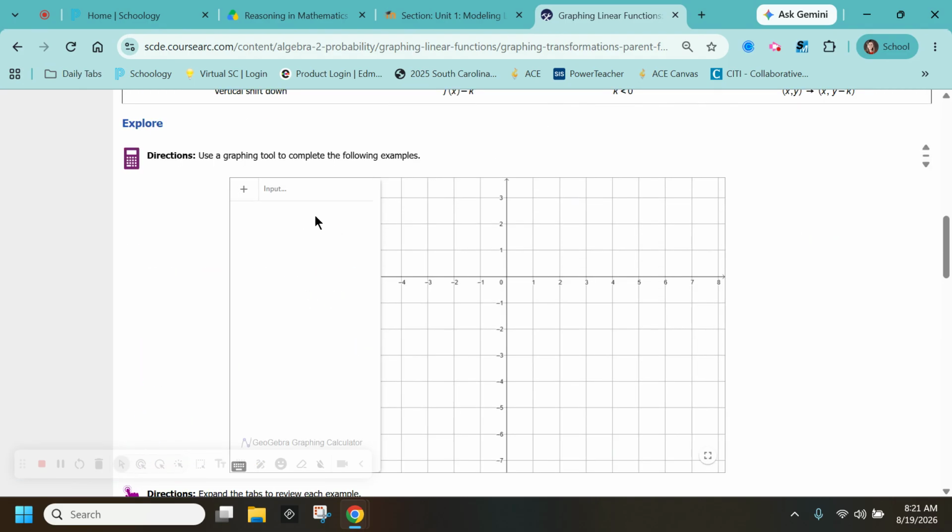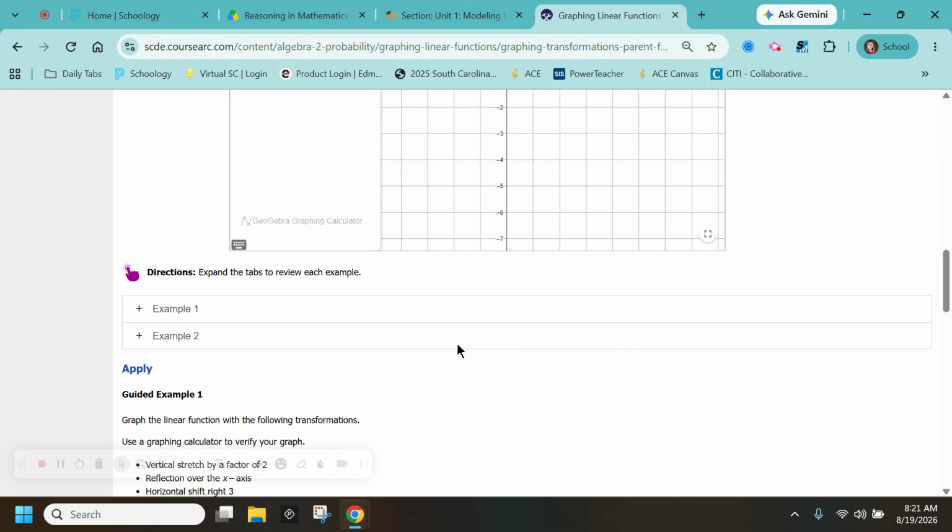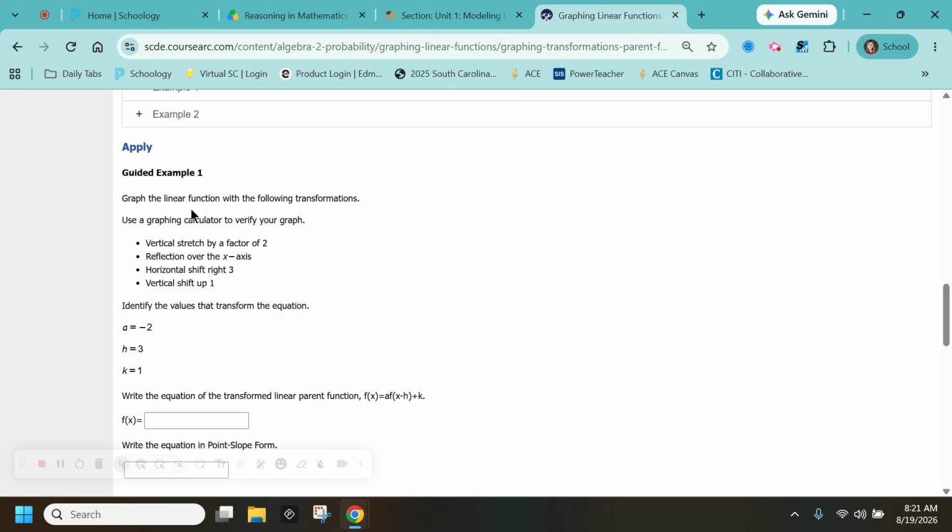We have a built-in graph should you need to use it. I always recommend checking your work with the graphing calculator. So I'm going to skip down to guided example 1.